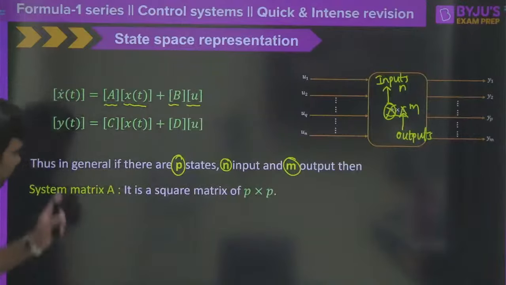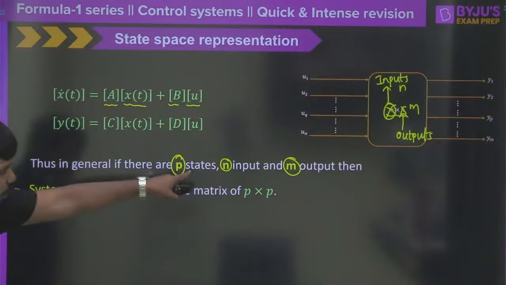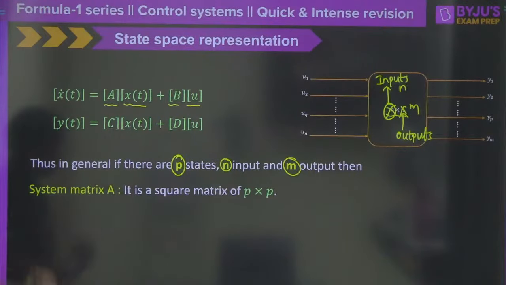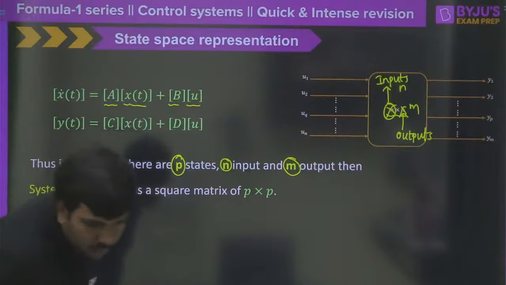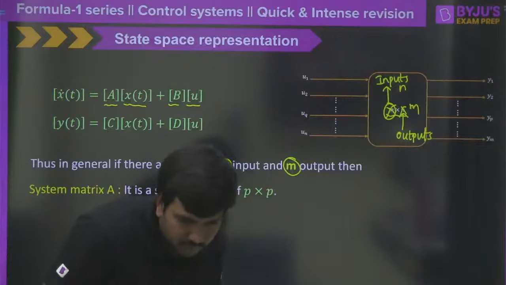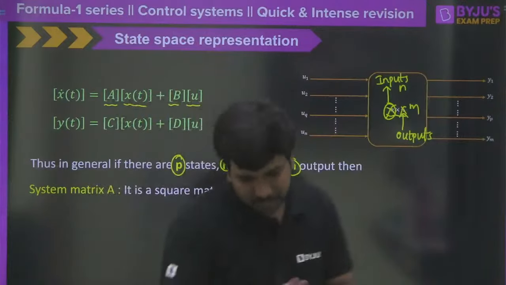So then the system matrix will be considered as a square matrix here, because if we have P states, the order of the system is equal to the number of states here. So sir, why state space analysis? Oh my god, it's a very good question, right?